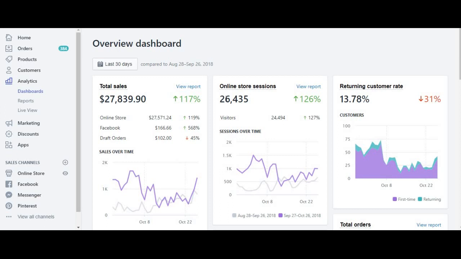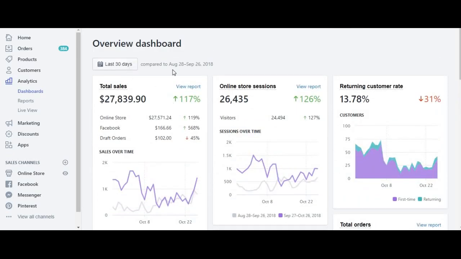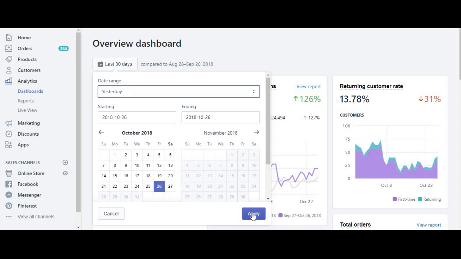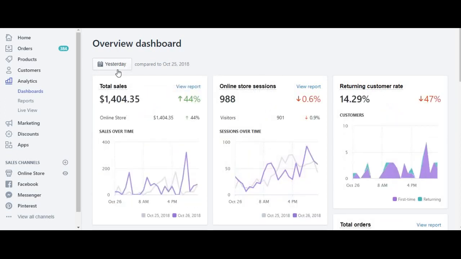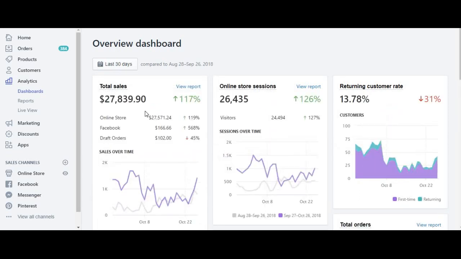So I made $27,839 in sales this month. In sales, what does this mean? This means this figure is not the total profit. And I know persons will be like, oh, that's all fake, he didn't really make that. So let's just go to yesterday, apply, and then let's go back to 30 days just to show you that this is all real.